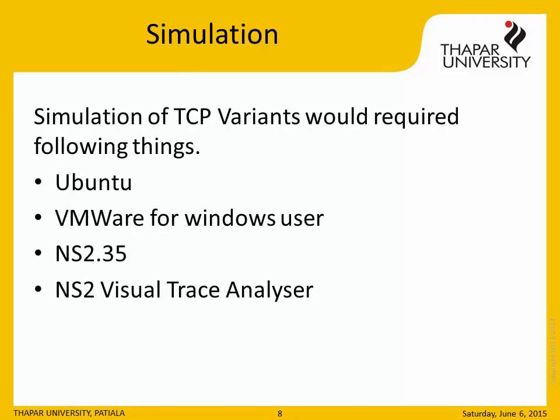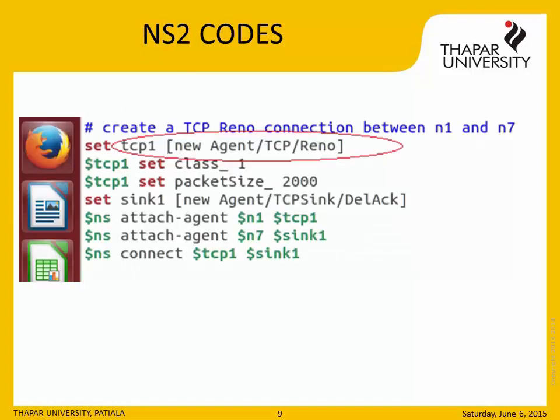To do the simulation for the TCP variants, we require the following things. We need Ubuntu, we need VMware for Windows users, we need NS2.35 and NS2 Visual Trace Analyzer for analyzing the trace and generating the results from the trace file. In NS2, when we have to include a variant, we have to take care of a few points. First, if it's an old variant, we just simply need to add it into the agent point.